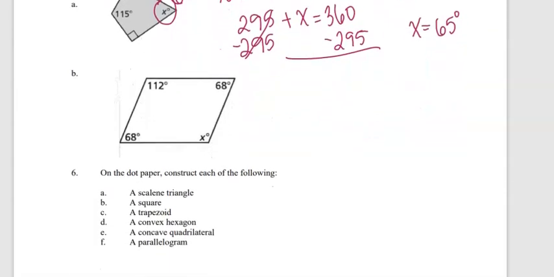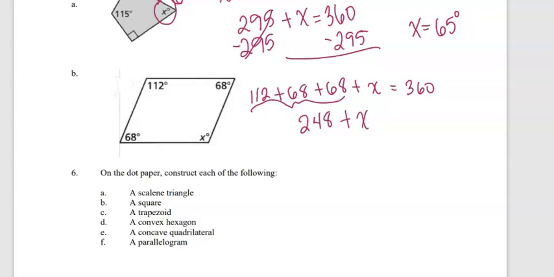Now on the next one, this appears to be a parallelogram, and we'll talk about some properties of angles of parallelograms in the next unit. But for now, I just want you to use the fact that the four angles of a quadrilateral add up to 360 degrees. So we know that 112 plus 68 plus another 68 plus x is equal to 360. And just like the last problem, we're going to add 112, 68, and 68, which is 248 when we combine like terms here, plus x is equal to 360.